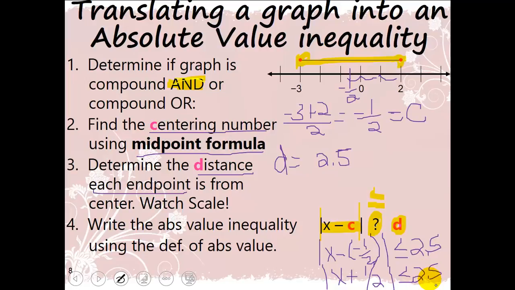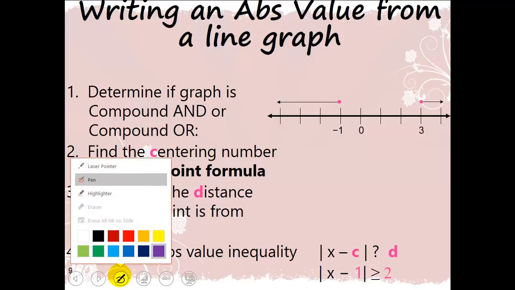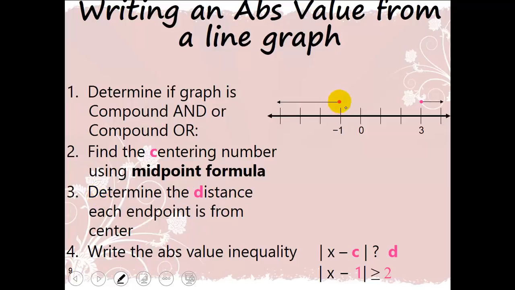All right, let's try one more. Determine if the graph is a compound and or a compound or. Well, look what's happening. Our graph is going off in different directions, right? So what does that have to be? It has to be a compound or. So we know that we're either going to be greater than or greater than or equal to. What do you think it's going to be? It's going to be greater than or equal to.